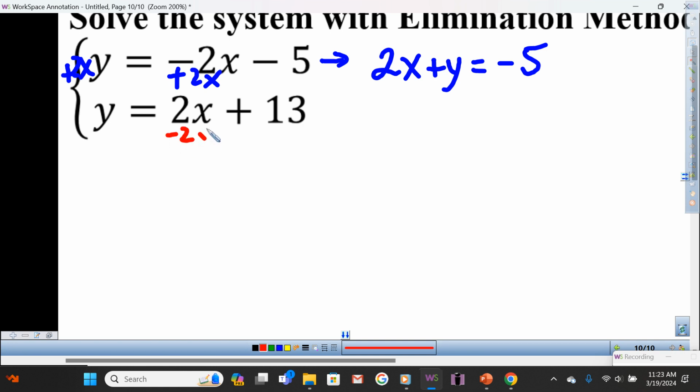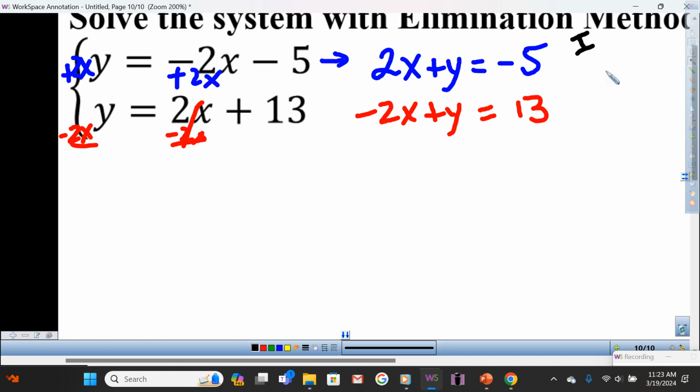Let's go. Subtract 2x from both sides, and we're left with negative 2x plus y equals 13. Let's label this one with a Roman numeral 1 so that you know that is step 1. And what is this called? Standard form. What is so particular of standard form? That both variables are on the same side.